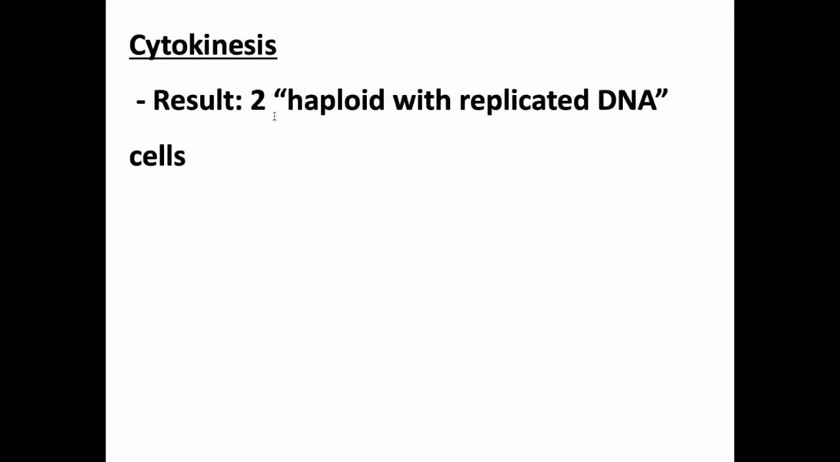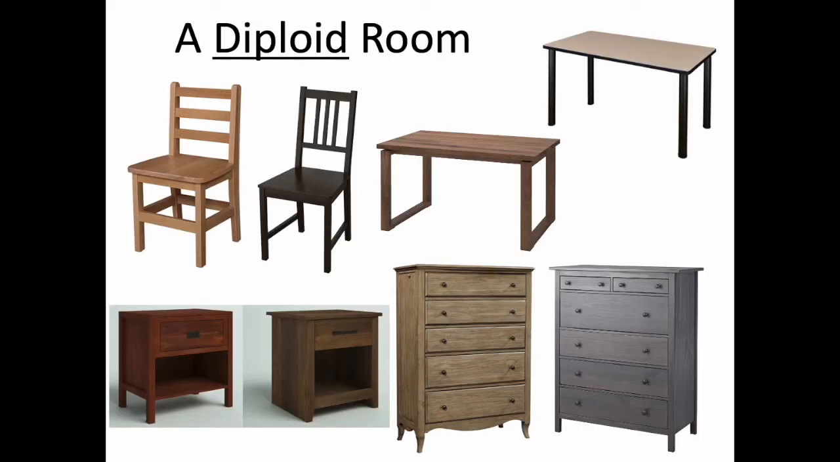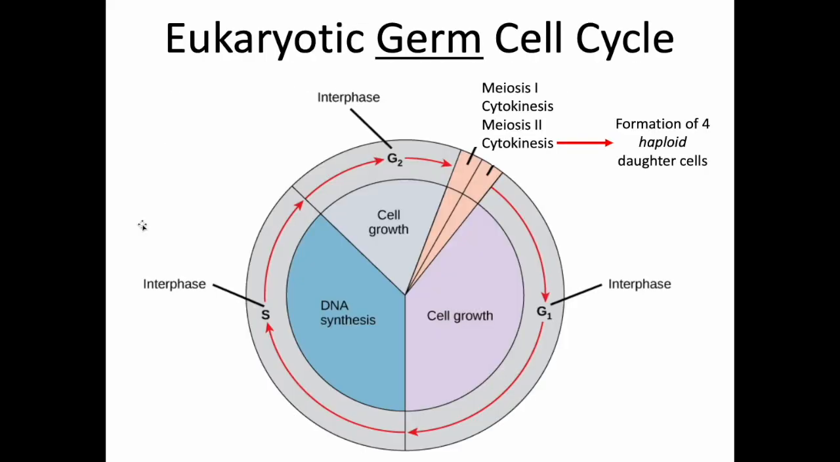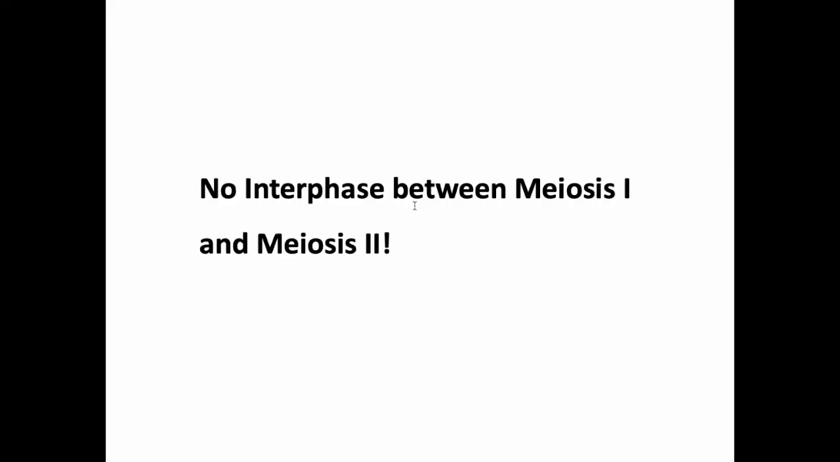So after this first cytokinesis, we have two cells. They are haploid with replicated DNA cells. They're not diploid cells. They don't have two different things. They have two of the same thing. Haploid with replicated DNA. Okay. Whew. Back to this. We did meiosis I. We did cytokinesis. Now it's time for meiosis II. Importantly, there is no interphase between meiosis I and meiosis II.